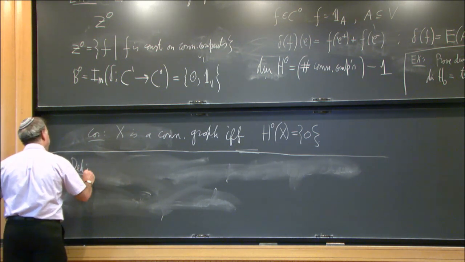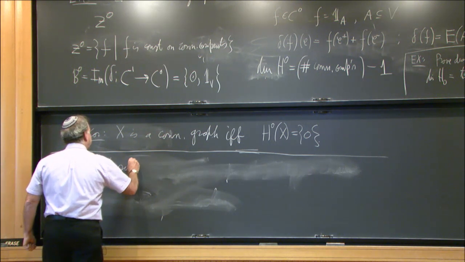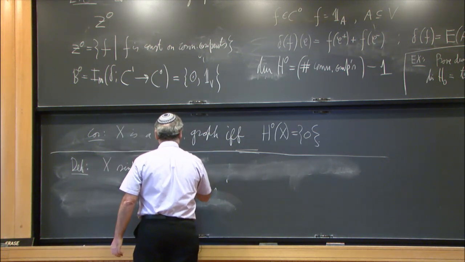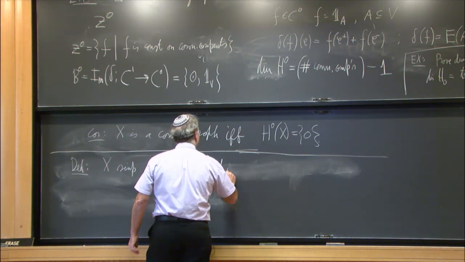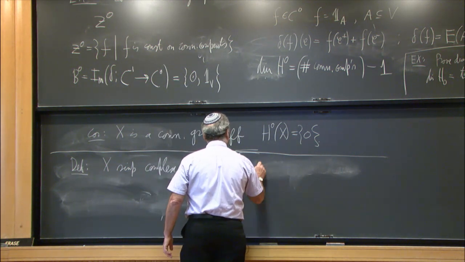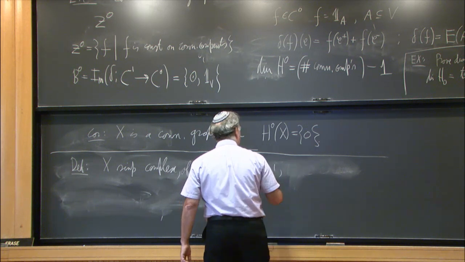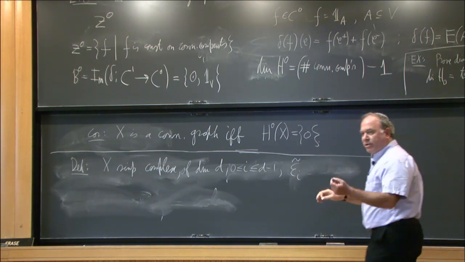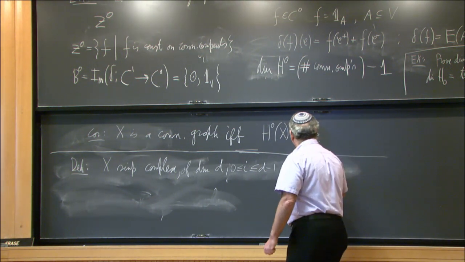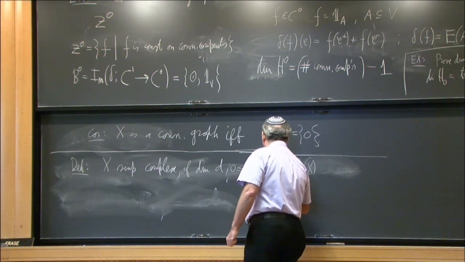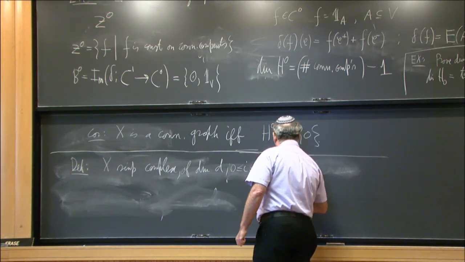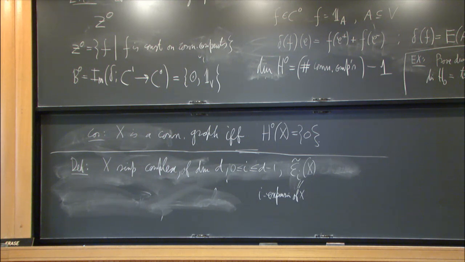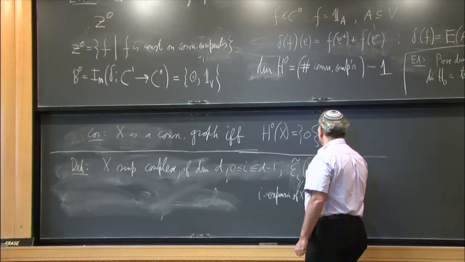So, definition: if X is a simplicial complex of dimension d, and i is something between 0 and d minus 1, we define epsilon i tilde. Later on I will drop the tilde and call it epsilon i. This will be the i-expansion of X. So for every dimension, we get an expansion of the simplicial complex, and it will be defined in the following way.